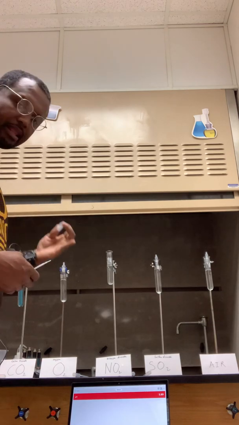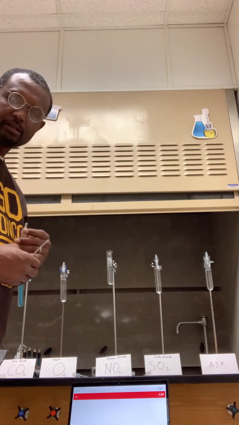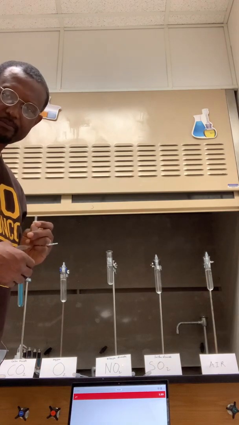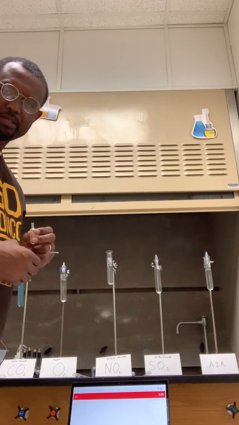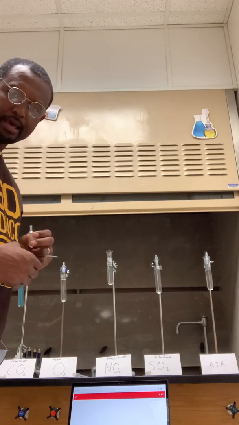In the lab, there's a data table of the data that has been collected, and you'll use that to determine which gases might cause acid rain.